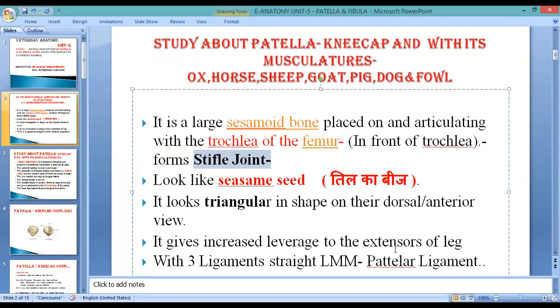Three major ligaments run near the patella. We have already discussed them in the previous classes. Those ligaments are the straight lateral patellar ligament, the straight medial patellar ligament, and the straight middle patellar ligament. There is one condition in bovines, string halt. Which ligament is responsible for it, and as a surgeon, which ligament should we cut? Any idea? Yes, sir, the medial patellar ligament.